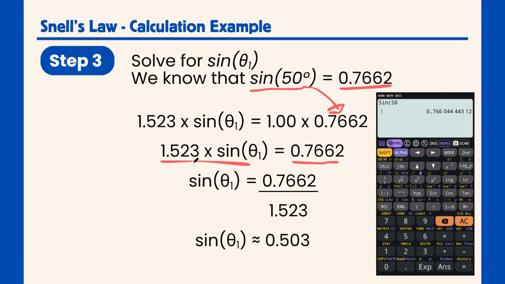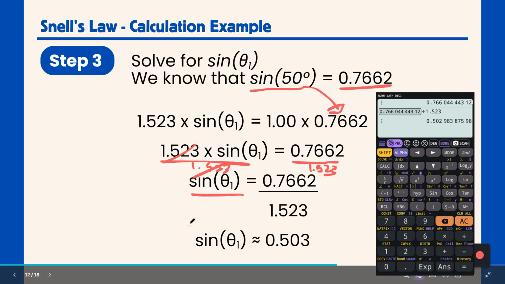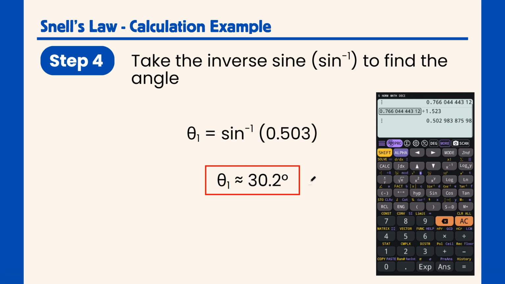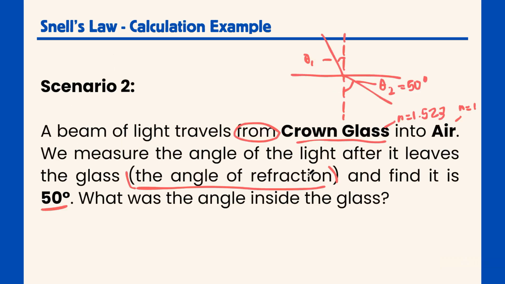And then we divide both sides by 1.523 para mahawa ni, para mapabilin ang sine theta 1. Okay? That's why ang nabilin kay sine theta 1 para makita nato ang ato angle of incidence. After that, we go with the inverse sine to find the angle. That's how we got the value of 30.2 degrees. Let's check if mas gamay ang ato angle of incidence. Yes, mas gamay siya. So, it still checks out.